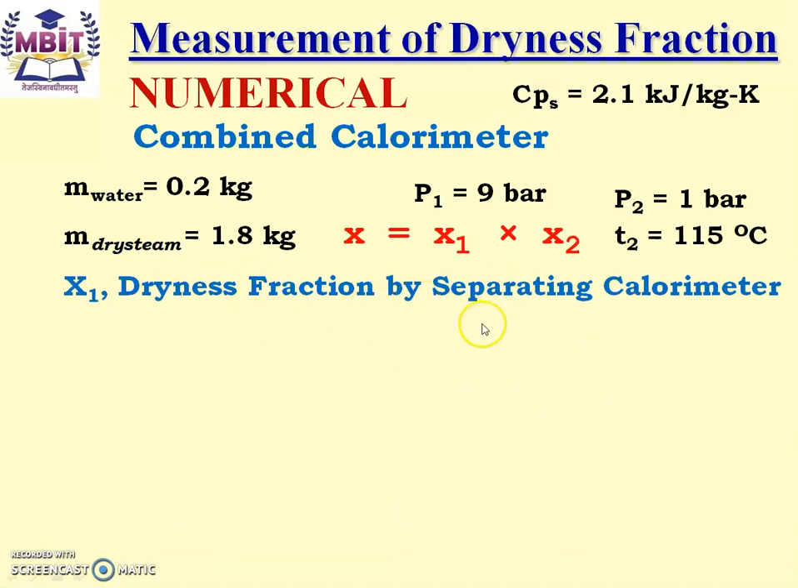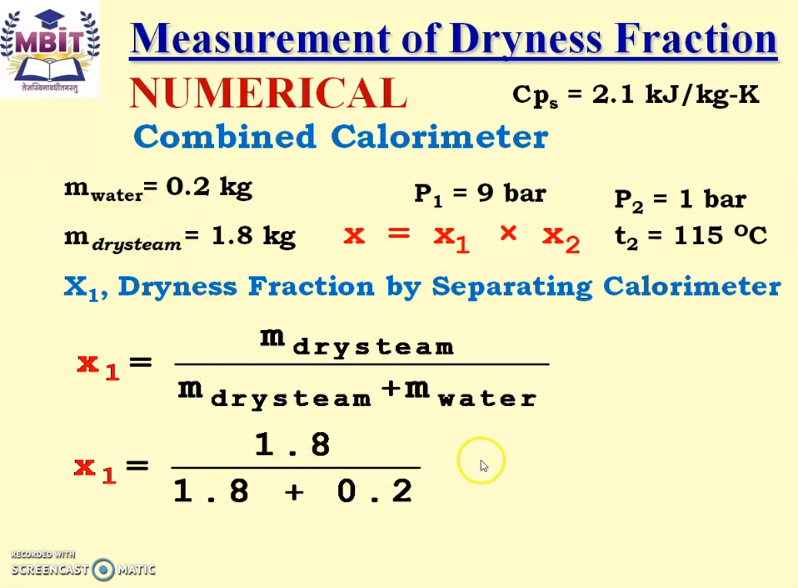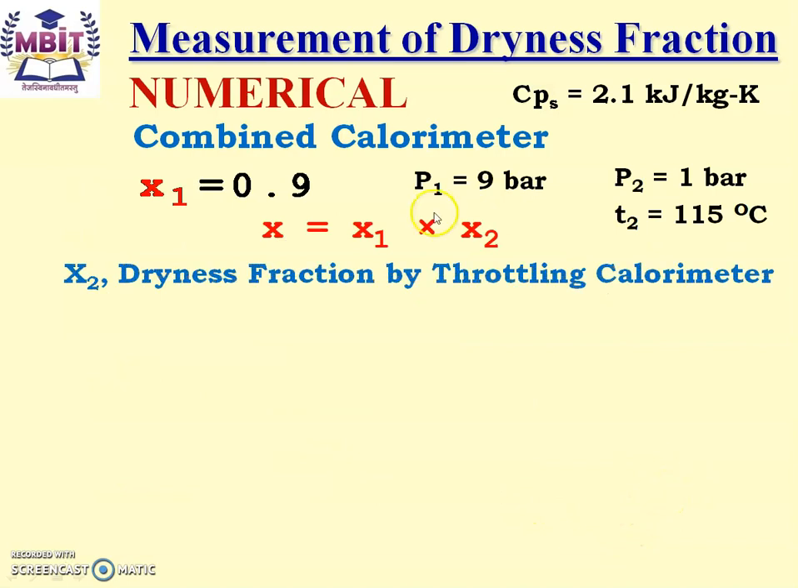x1, dryness fraction by separating calorimeter. The equation is x1 equals mass of dry steam divided by mass of dry steam plus mass of water. Have they given it? Yes, here it is. So put the data. Mass of dry steam is 1.8 kilogram, mass of water is 0.2. So it is 1.8 divided by 2. So the answer is 0.9. So x1 is 0.9.